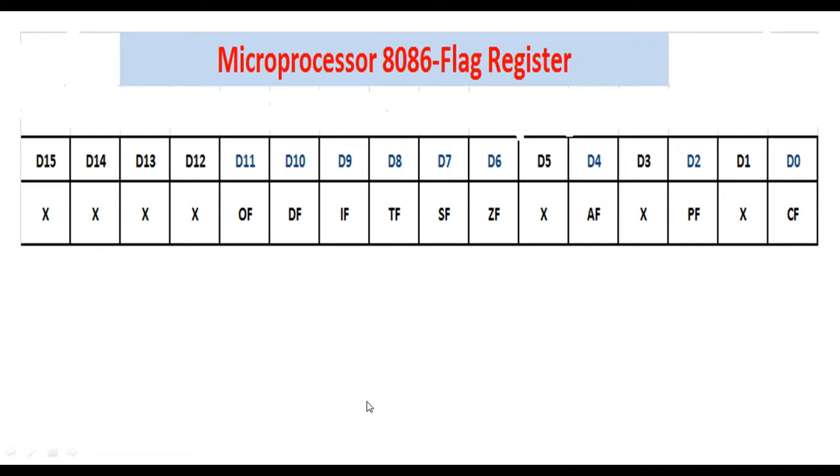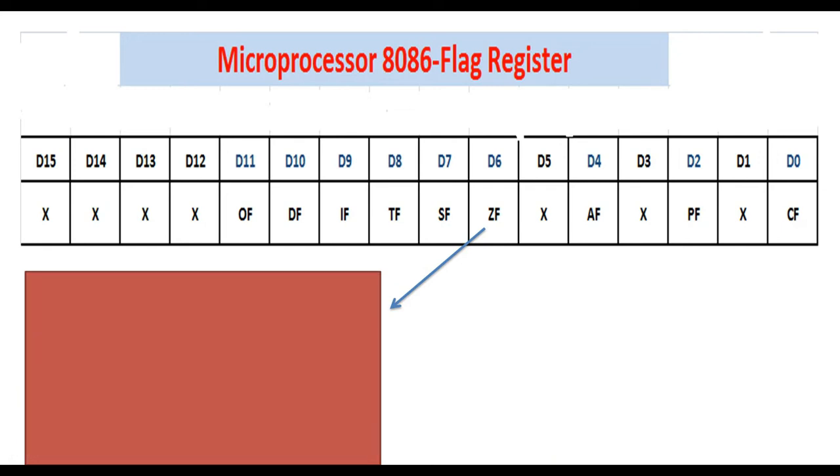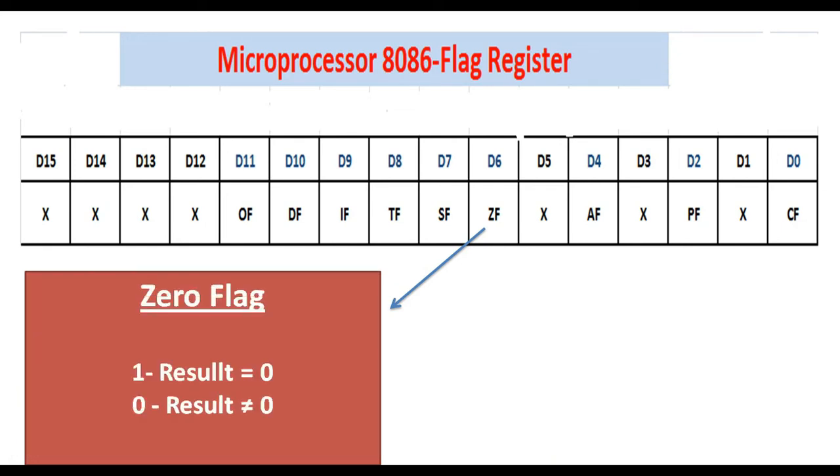Then the next flag is the zero flag. This flag is set to 1 when the result of the arithmetic or logical operation is 0, else it is set to 0. So if the result is 0, then it is set. If the result is non-zero, then it is reset.